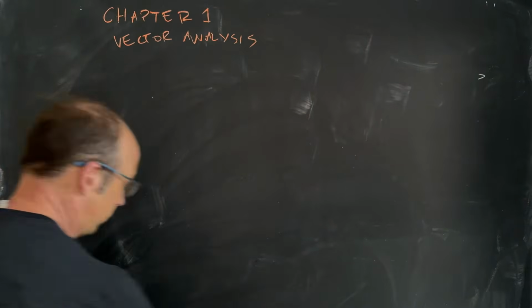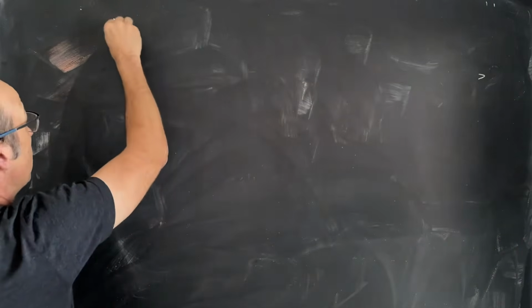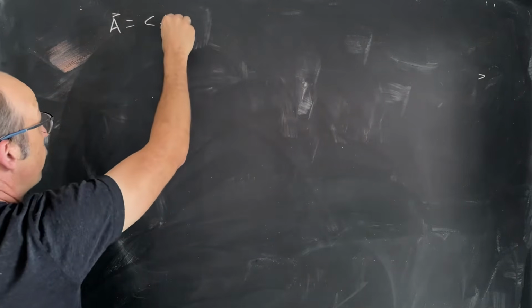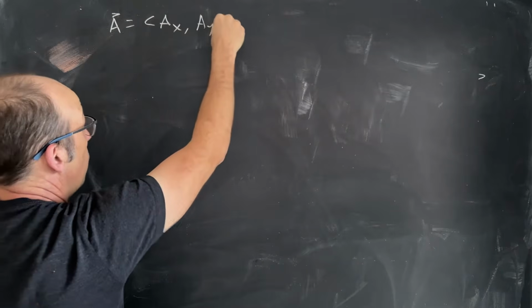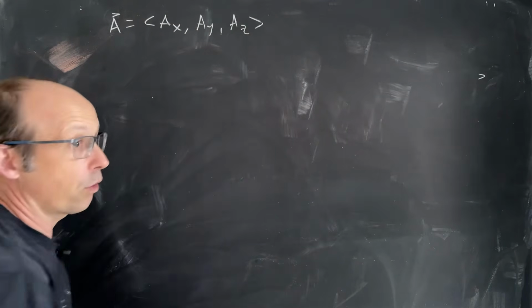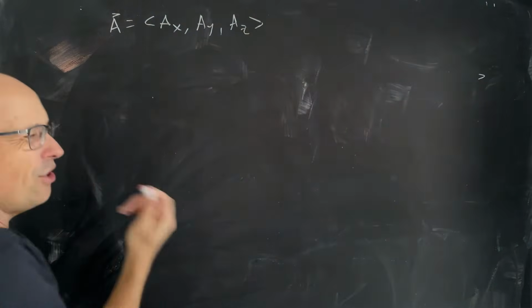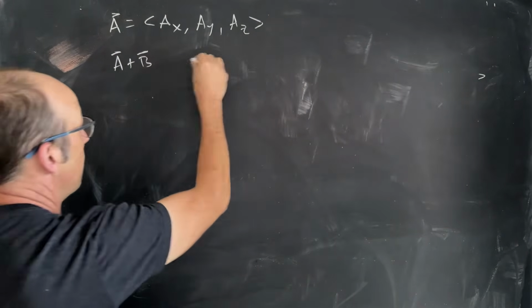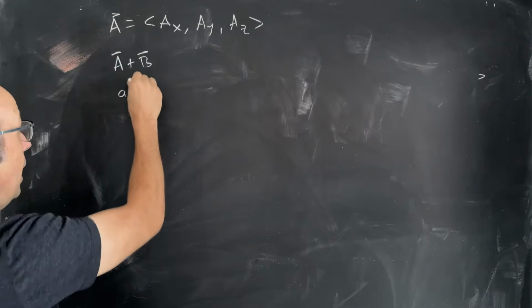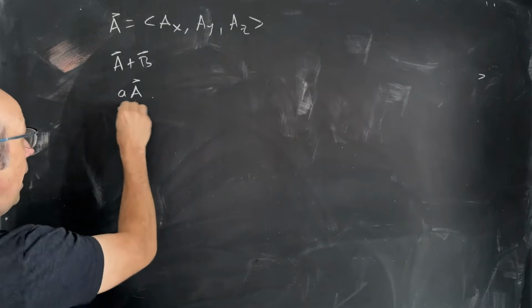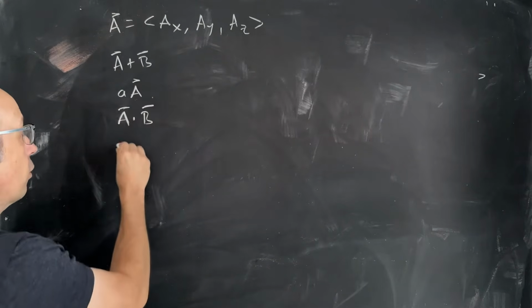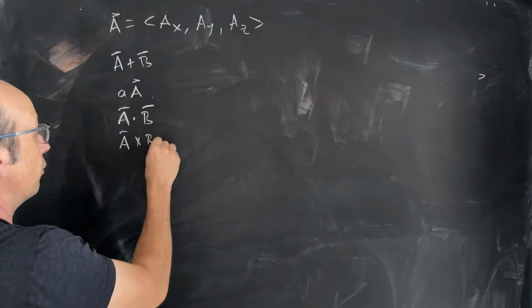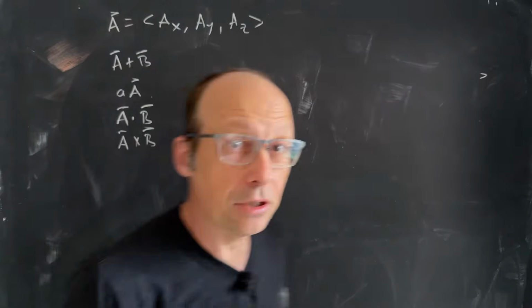The first thing is vectors. There's a bunch of things with vectors. I'm not going to tell you exactly everything about them, but I can represent a vector as Ax, Ay, Az in Cartesian coordinates, the x, y, and z components. And then you can do things like add vectors, A plus B. You can multiply by a scalar. You can take the dot product, A dot B. You can take the cross product, A cross B. So all those operations you should know.